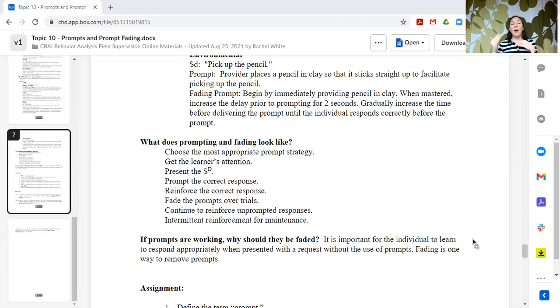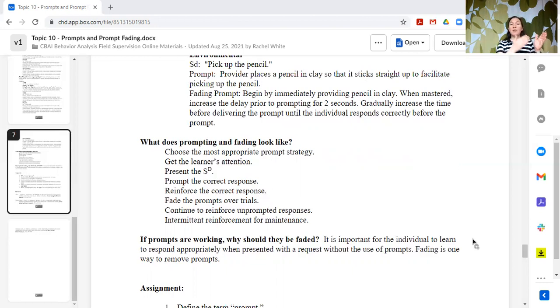All right, so what does prompting and fading look like? General strategy, you want to make sure that you have identified the most appropriate prompt strategy for this learner. What already controls the behavior for them? What is least intrusive? What makes the most sense in that environment? Make sure you have the learner's attention, present the SD, present the prompt that already controls the behavior, reinforce that behavior because they've done it, right? They're going to do it because you prompted them and your prompt already controls the behavior. So go ahead, reinforce that.